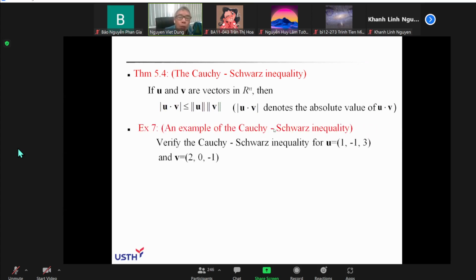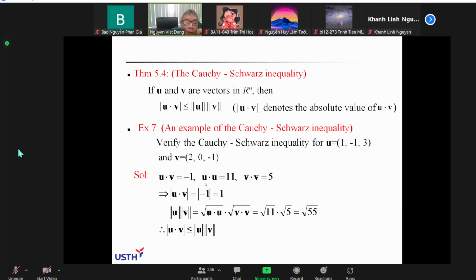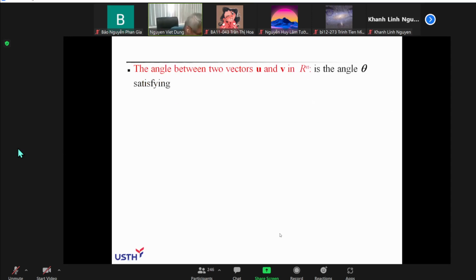And here is an example, but now with concrete numbers. If you are given U with coordinates like that and V with coordinates like that, then U multiplied by V equals that. U multiplied by U is 11 and V multiplied by V equals that. Then you can verify the left hand side and the right hand side, and obviously the left hand side is less than the right hand side. That is the Cauchy-Schwarz inequality.